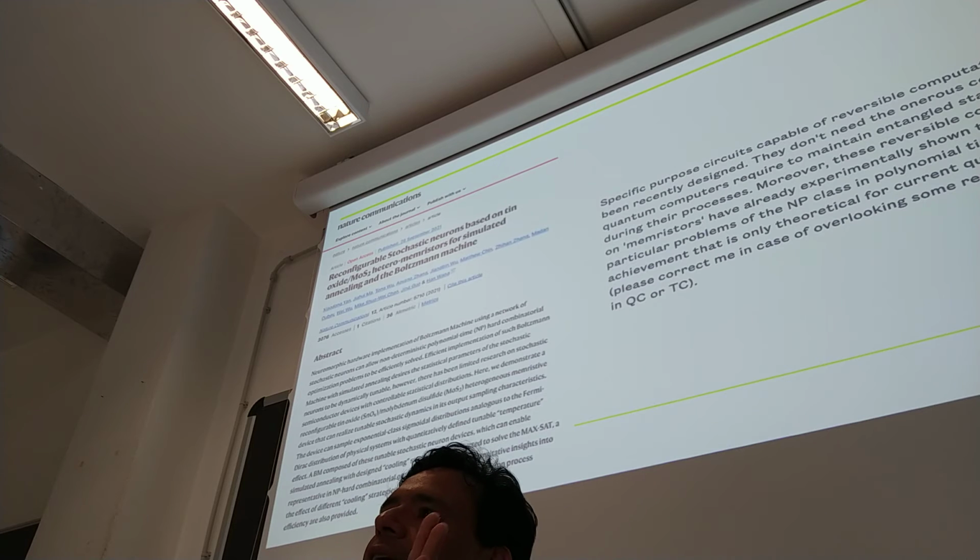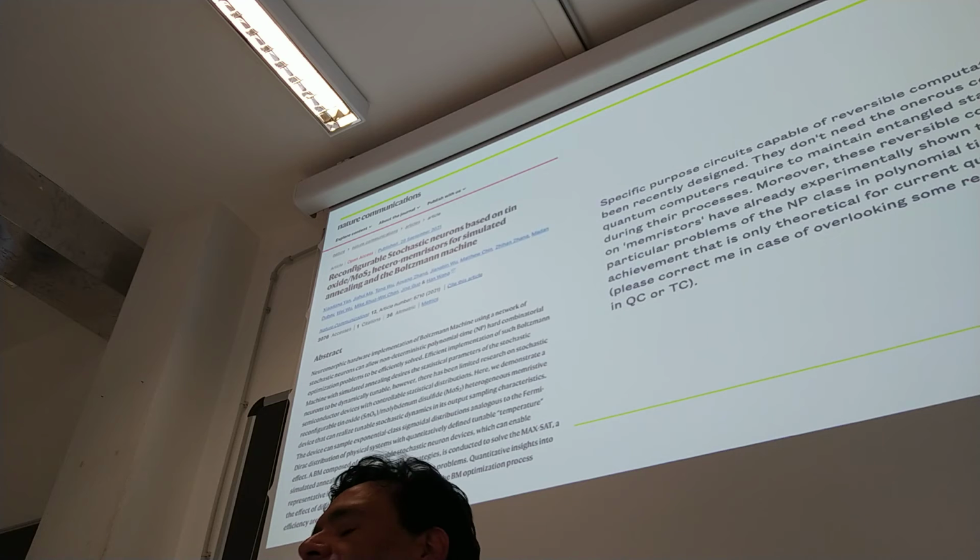I'm not sure. I know that theoretically you can approximate the non-deterministic Turing machine by a quantum computer, but I'm not aware if they have done that in an actual circuit. They have qubits and so on, but to solve actual problems in the NP class, I'm not sure. I don't know actually.